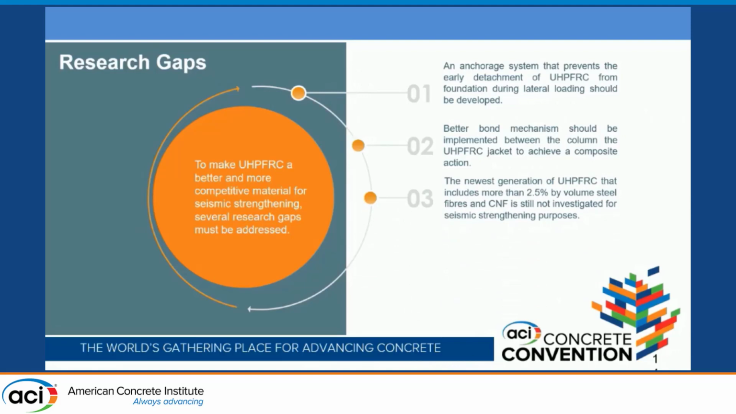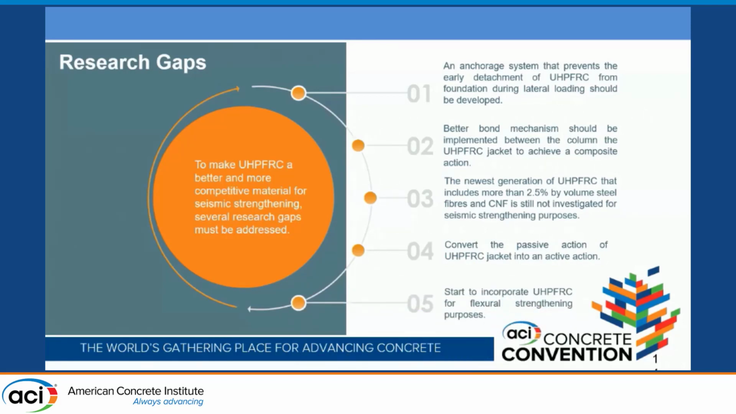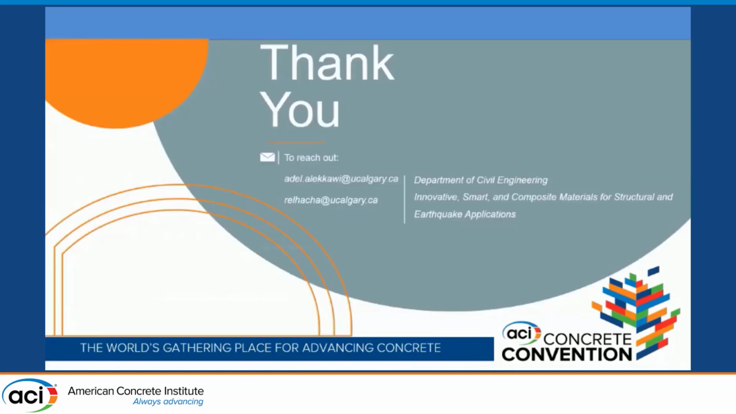Number 3, all the works that I presented earlier used the older generation of UHP FRC, which includes 1.2 to 1.5% by volume steel fibers. However, the newest generation of UHP FRC includes 2.5 or even more than 3.5% by volume steel fibers and also carbon nanofibers, and this material is still not investigated for seismic strengthening purposes. Number 4, there should be some effort in converting the passive action into an active action. And finally, UHP FRC should be incorporated in flexural strengthening, whether for vertical or horizontal RC elements. Thank you very much.